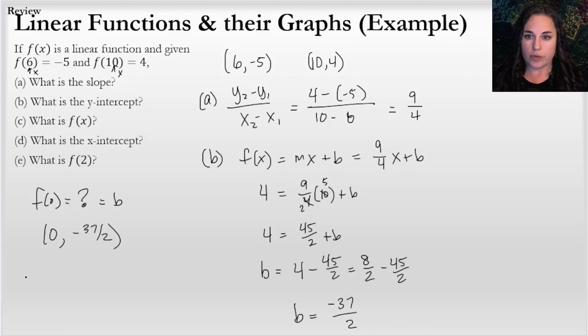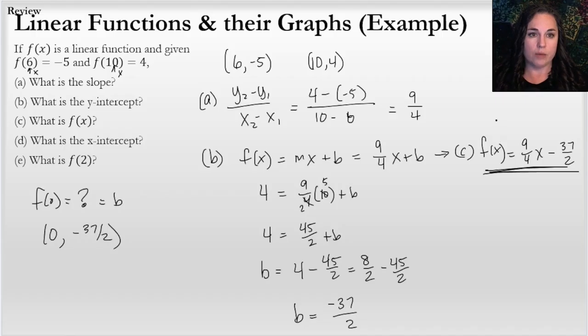When we write out our equation for part C, I'm going to note that we're just writing out the equation. We did this over here. We started this over here. C. f of x is 9/4 x minus 37 halves. That's going to be our answer for C. Make sure you're using function notation when you do this.